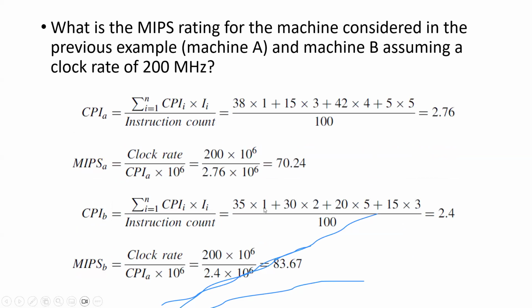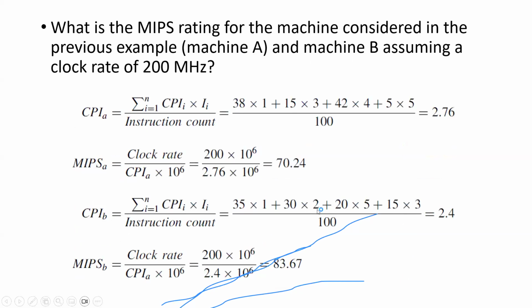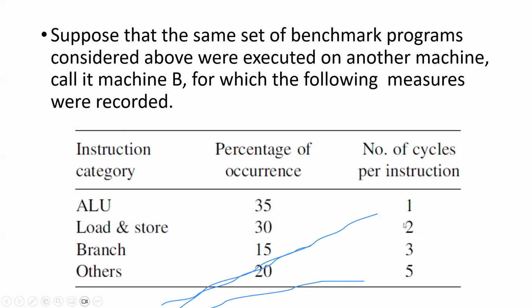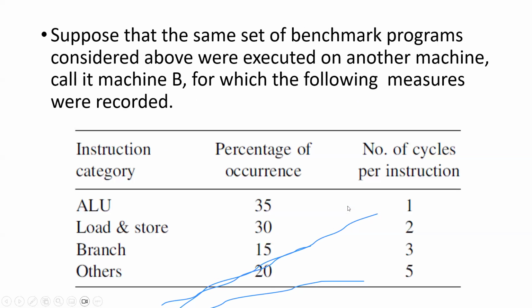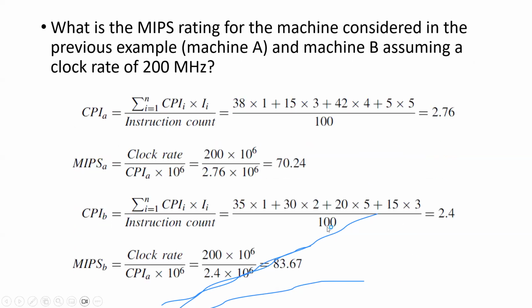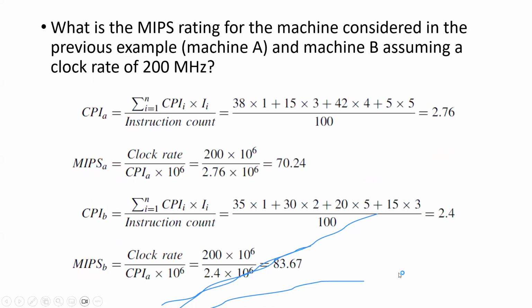For machine B, we have 35 times 1. Then we have 30 times 2. Then we have 15 times 3. Then we have 20 times 5. All of this should give us 2.4. If the answer is not 2.4, then we have a problem. So Jennifer, how did you get 9? Tell us.